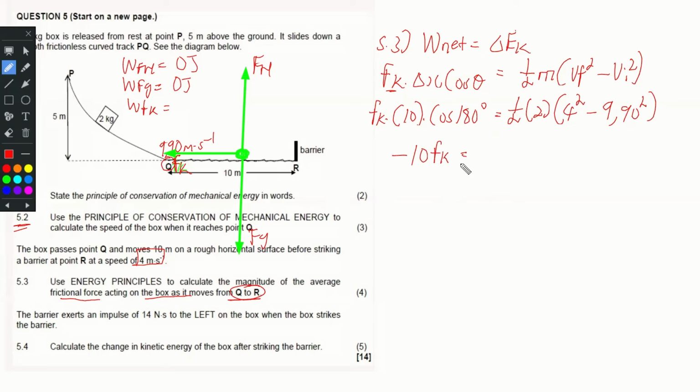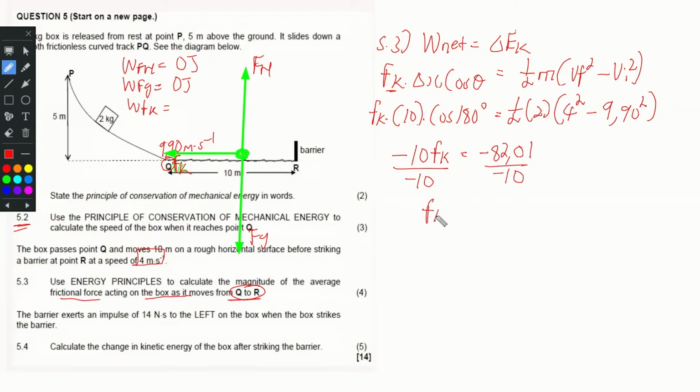And then we have half 2. And then we have 4 square minus 9.90 square, right? And then this is going to give us negative 82.01. Can divide both sides by negative 10.